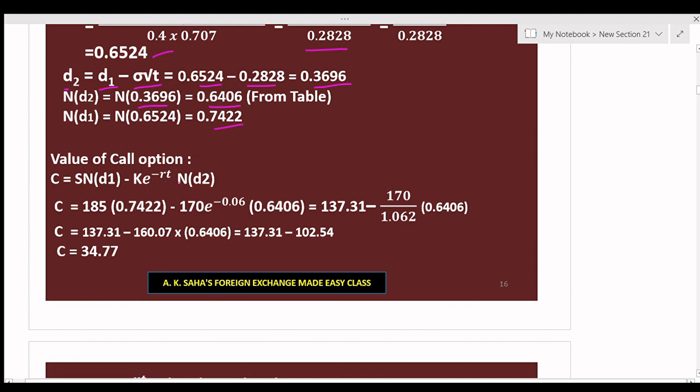Value of the call option: C is S into N(D1) minus K into e to the power minus RT into N(D2). Put the values: 185 into 0.7422, that is N(D1), minus 170 strike price, e to the power minus 0.06, into N(D2) 0.6406. You calculate it and you will find 34.77, the option value of the call.